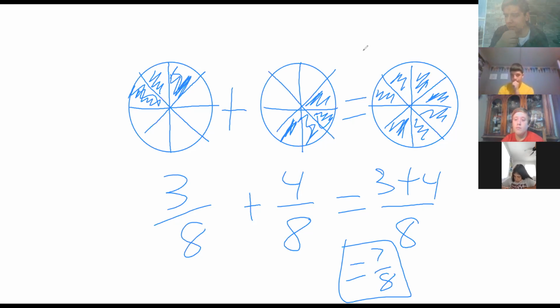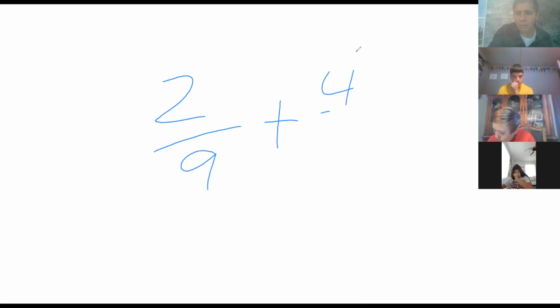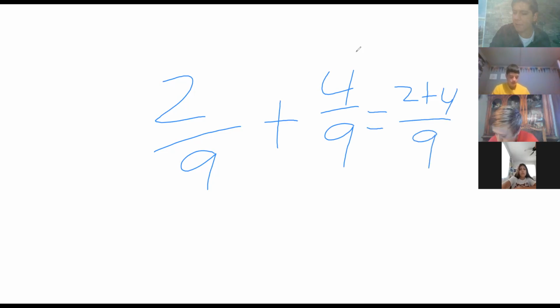Okay. So as our first example, let's say we have 2/9, and we're going to add 4/9. In this case, are the denominators the same? Yes. So we can just add them together. So 2 plus 4, and the 9 stays the same. What's the answer there?